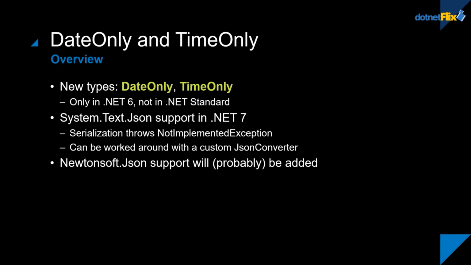It can, of course, be worked around by creating a custom JSON converter, and there are a lot of examples already available online with which you can create one of those converters. Newtonsoft.Json, the other big JSON serializer, will probably add support for DateOnly and TimeOnly. It isn't there yet, but James Newton-King, the author of Newtonsoft.Json, has already said that they will probably be adding a target on .NET 6 for Newtonsoft.Json that supports serializing those two new types.